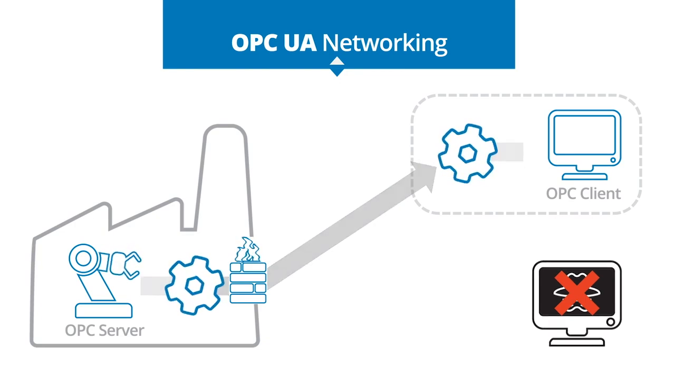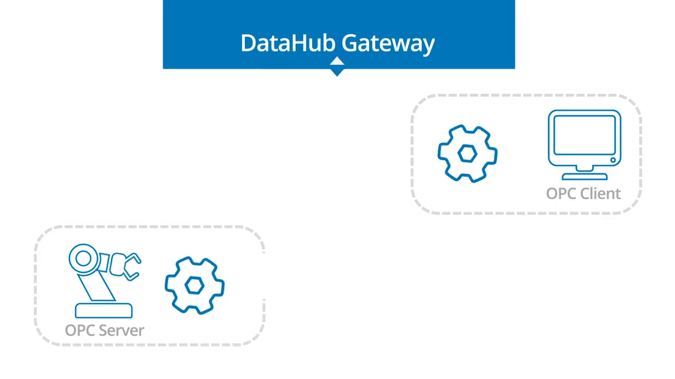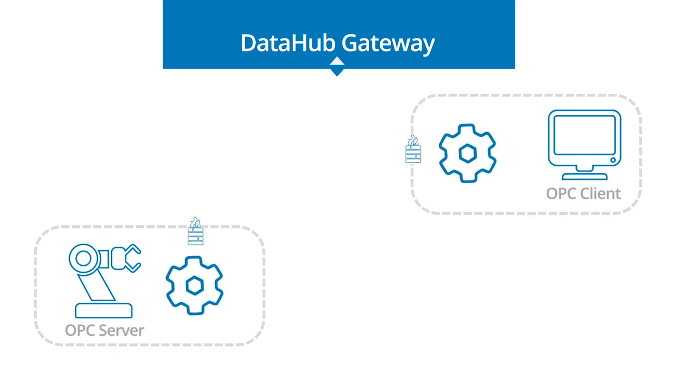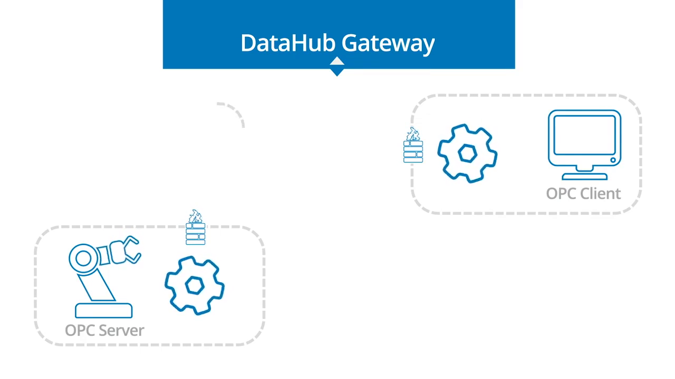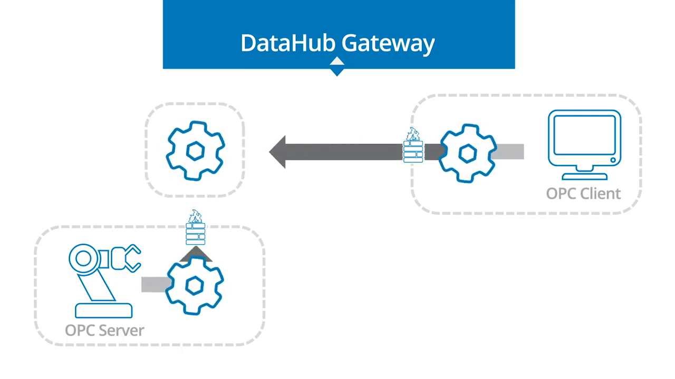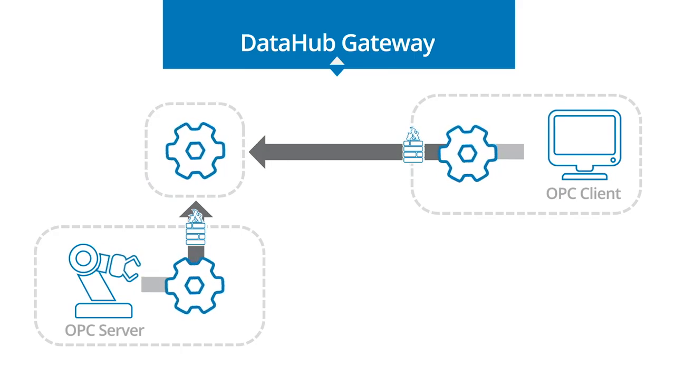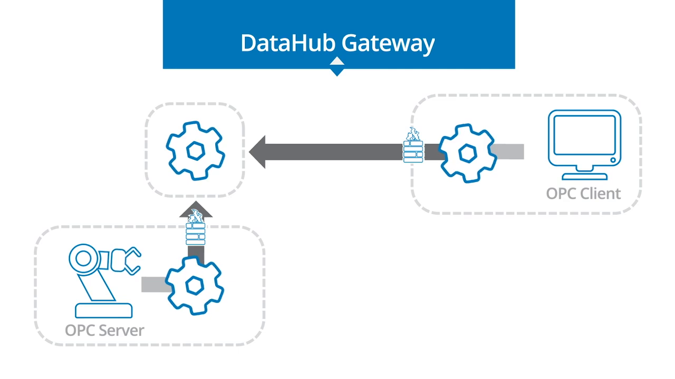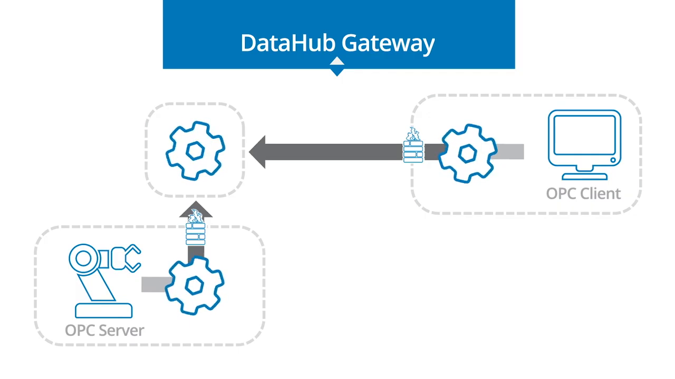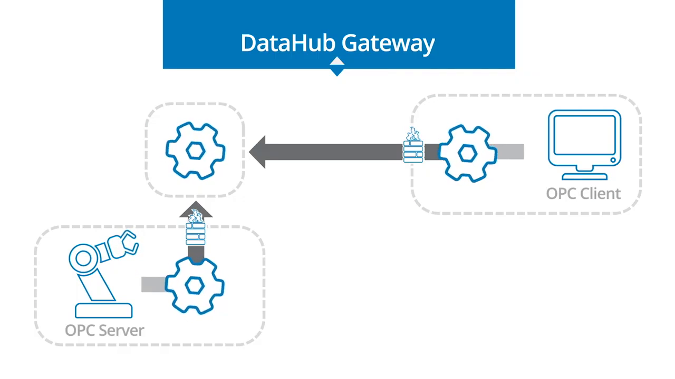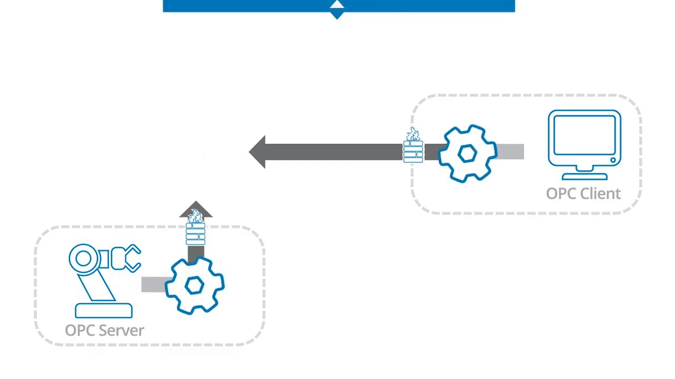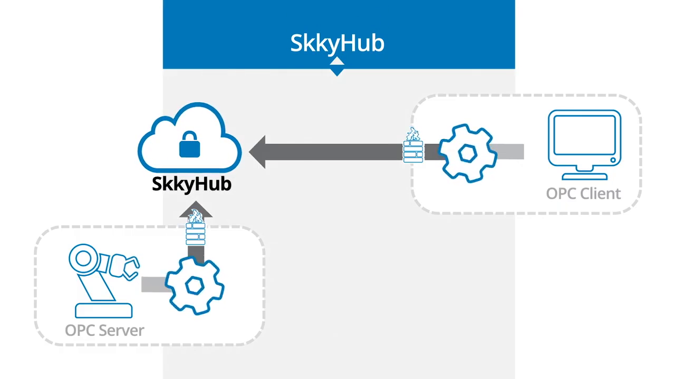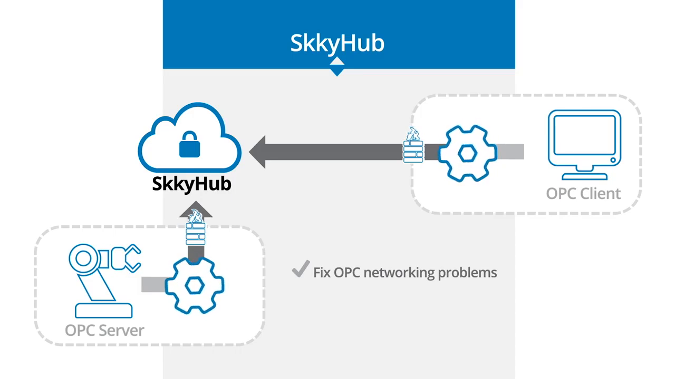Now we can take it a step further. DataHub's unique architecture lets you close the firewall on the client side as well. Add a DataHub gateway in the middle, then both server and client can make outbound connections to the gateway. Once connected, data flows securely between the plant and remote networks. And finally, if you don't want to set up your own gateway, use the Skyhub service, a managed DataHub gateway in the cloud.